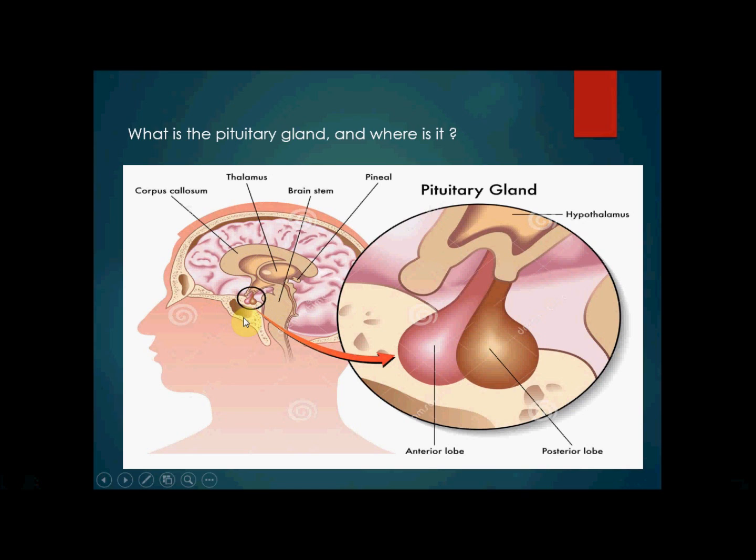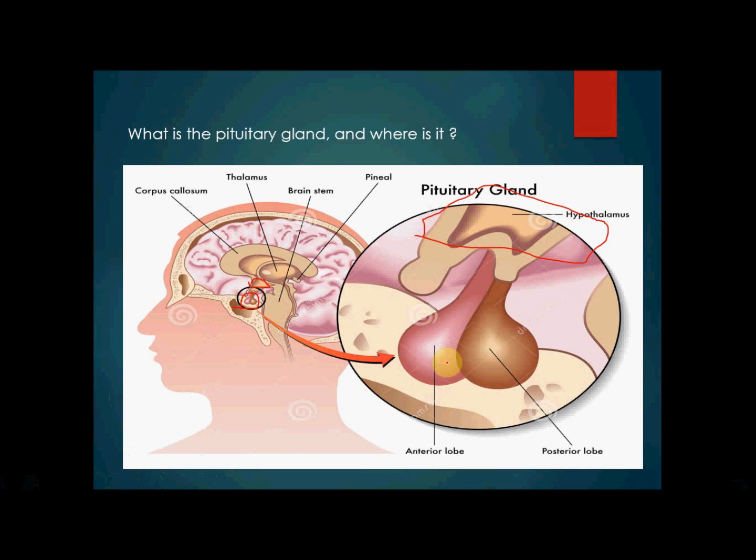Now, this is the nasal cavity. I'll illustrate it here. This is the nasal cavity, and this is the pituitary gland, and it's below the thalamus, and this is also the hypothalamus. Here it is. And here we have an enlarged area. Here's the hypothalamus, and here is the pituitary.